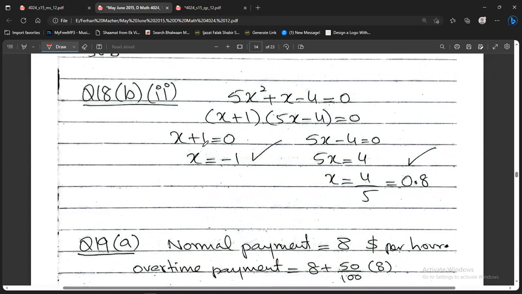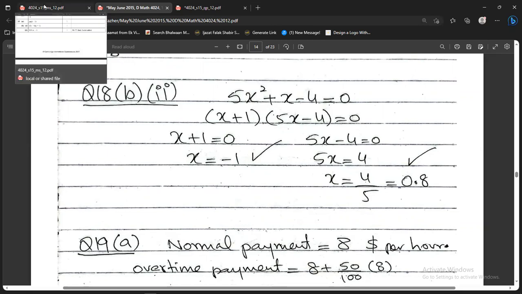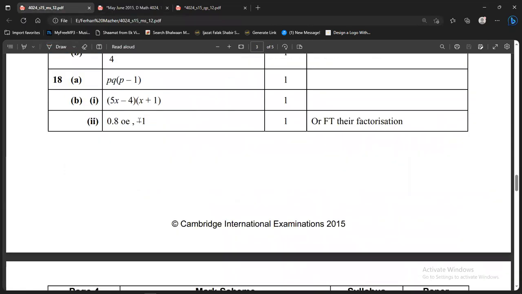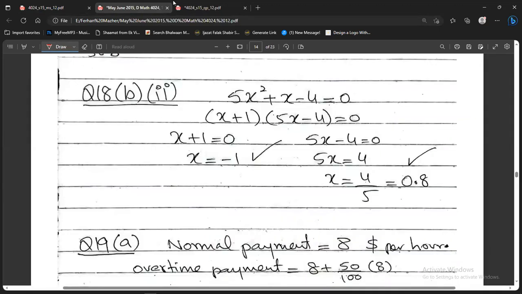So x plus 1 is equal to 0. So x will be equal to -1. 5x minus 4 is equal to 0. So 5x is equal to 4. And x will be equal to 4 by 5. That is 0.8. So the two values of x are -1 and 0.8. So our answer is right. This is the solution.